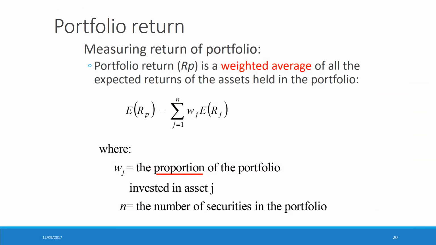So how do we measure portfolio returns? A portfolio return is measured as the weighted average of individual asset returns, and the weight here is given by the proportion that we invest in a certain asset. In the previous example, where we have two assets, A and B, and they are equally weighted, it means that the weight for A and the weight for B are equal, and they are both 50%.